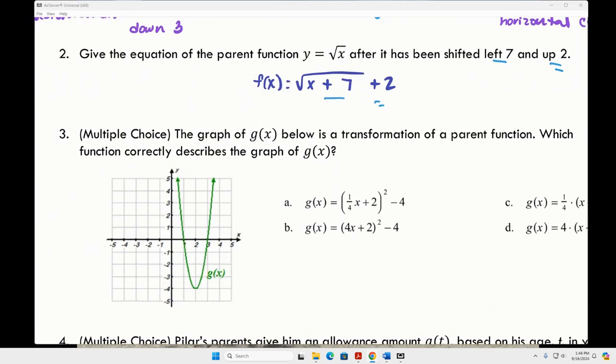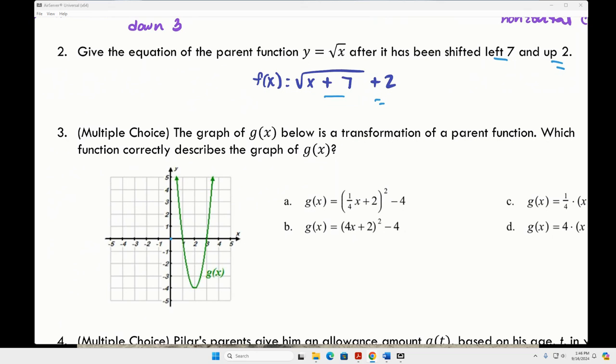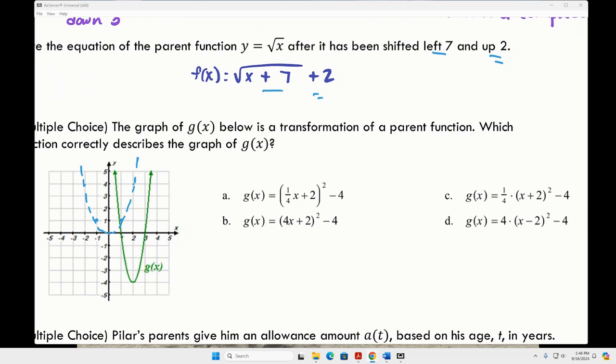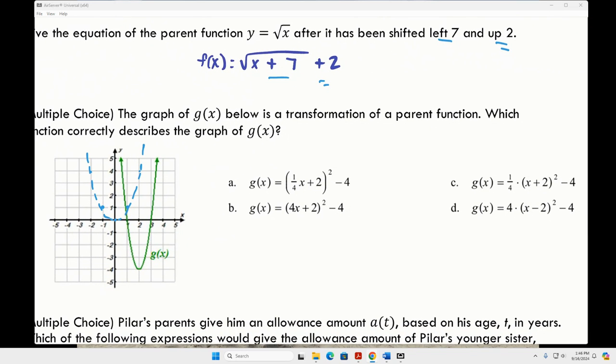Okay, and then this multiple choice question, I'm going to go ahead and just draw the parent function for the parabola. You guys did this last week, but sometimes it helps to see it. All right, so this was the parent. And then the green one is G. That's been shifted. It's been dilated. And what's difficult with parabolas is the vertical stretch and the horizontal compression look the same. So focus on the shifting, and I think that you'll be able to pick it out. So you guys look at those answer choices and see if you can figure out which one it is.